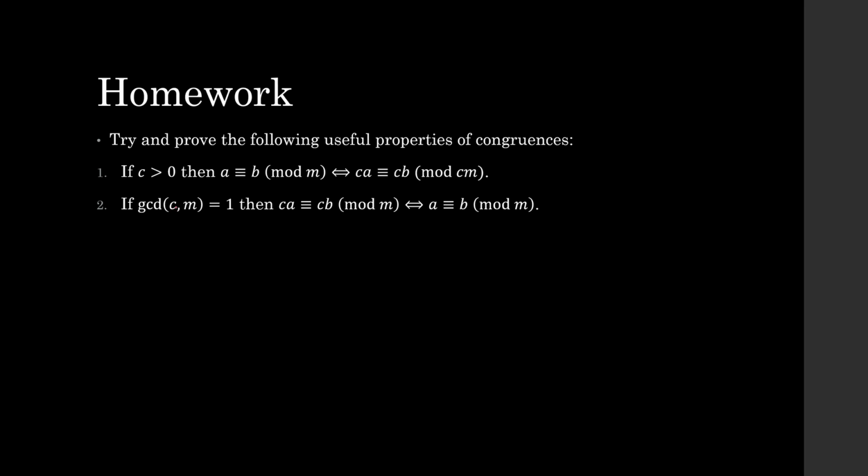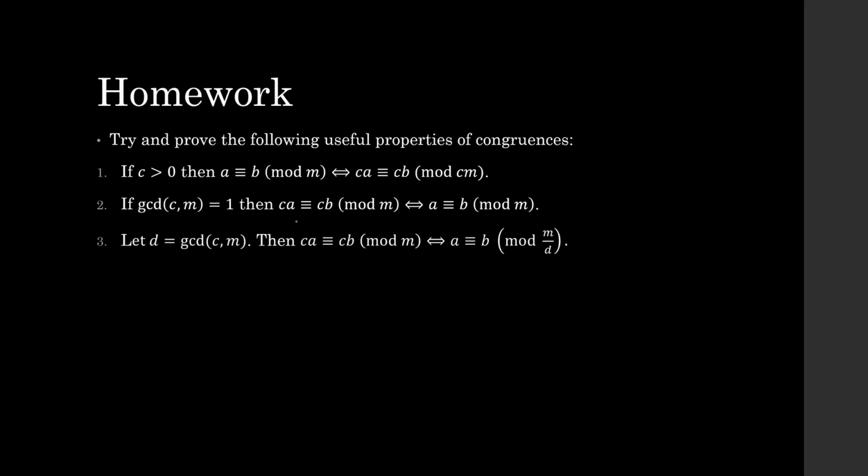Next, a little bit harder. If the greatest common divisor of c and m is equal to 1, then ca is congruent to cb mod m, if and only if a is congruent to b mod m. So try and prove that one. And so you can see it's a little bit like this one, except now that we've got this coprime condition, we can actually reduce from cm all the way down to m.